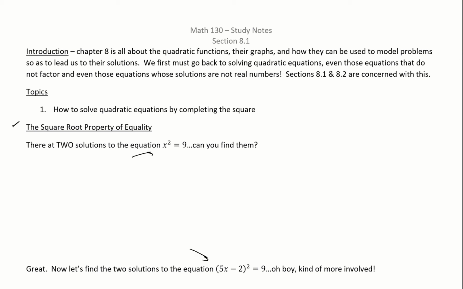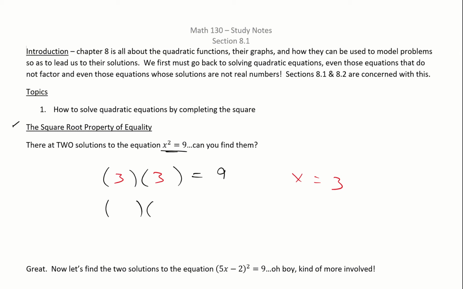So my first question to you is, there are two solutions. I always started this way. There are two solutions to this equation right here, where you take a number and you multiply it with itself to get 9. Can you find them? I bet you got one right off the bat. 3 times 3 is 9. So one of the answers, x is 3. But what's the other one?